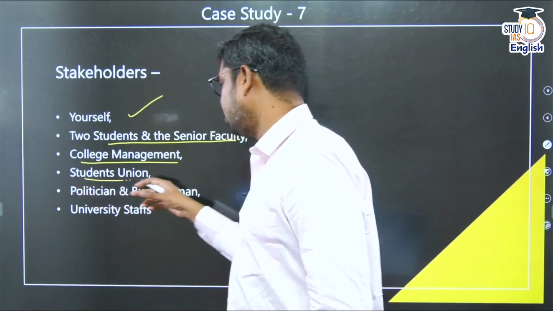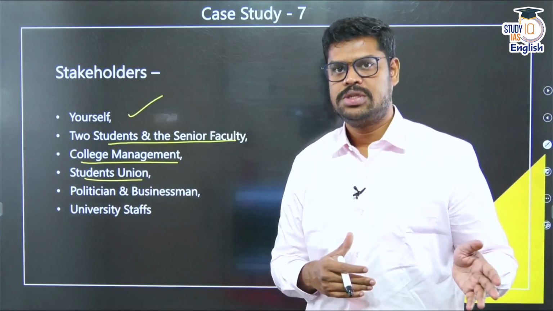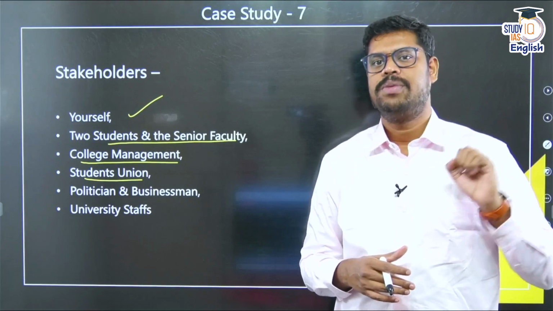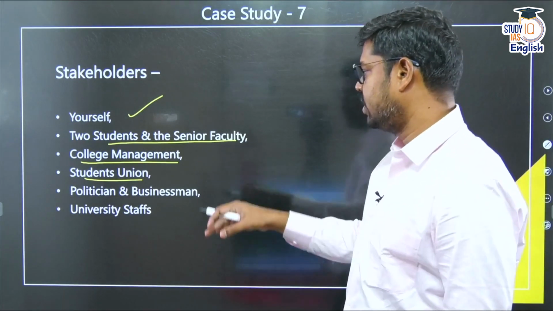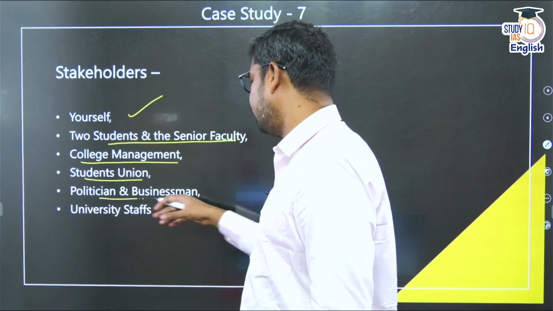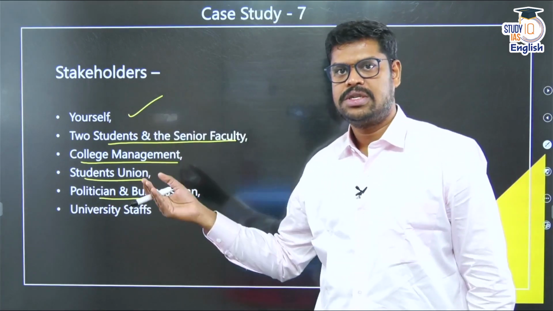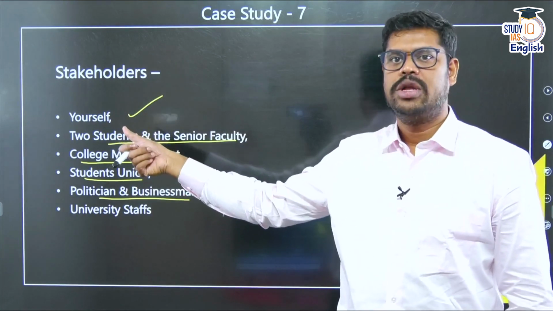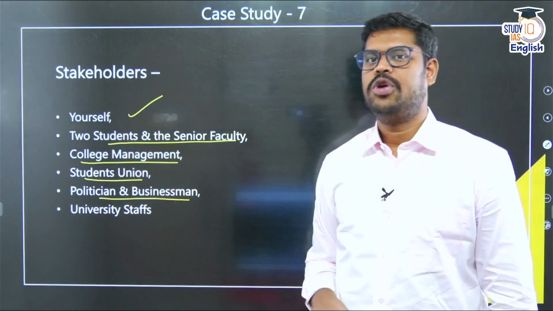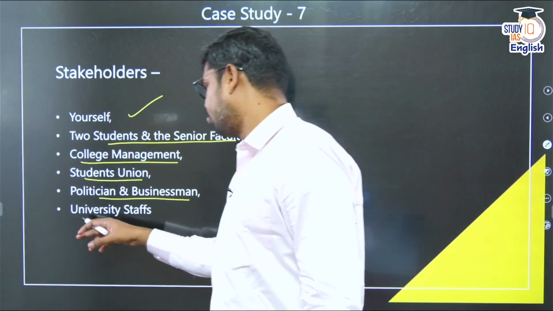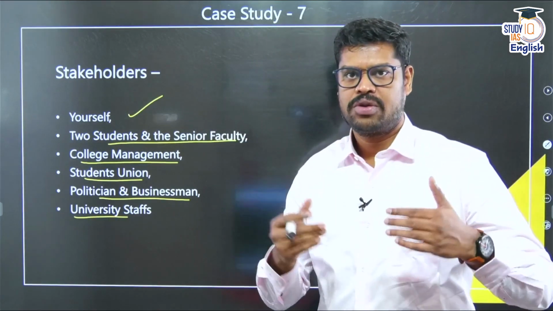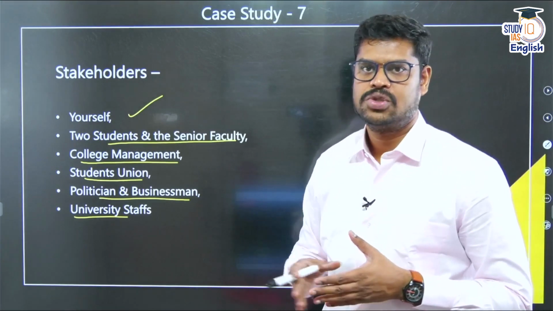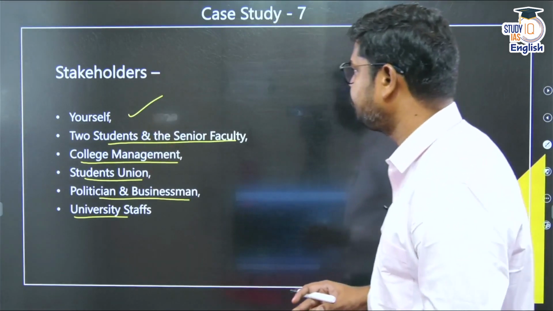The students union wants justice for the students, and wants the students who engaged in unfair practices and the senior faculty to be punished. So they are also protesting for that. The politician and the local businessmen are also interested in this particular case because whatever happens may have an impact upon the college based on their behavior. And of course, the university staff who came as a flying squad and found this unfair practice also have a stake in this particular issue.